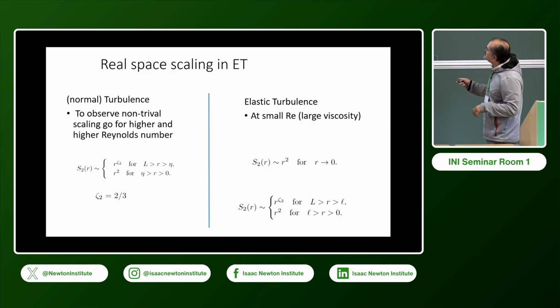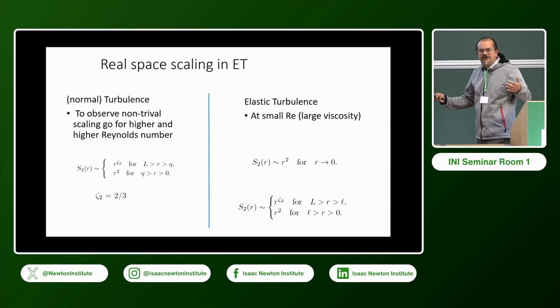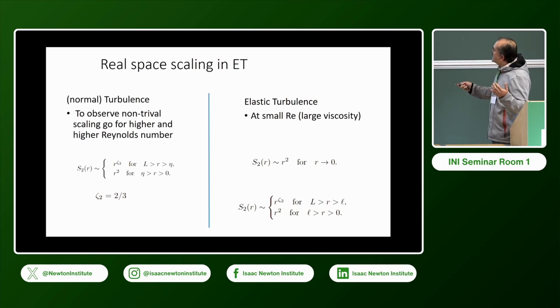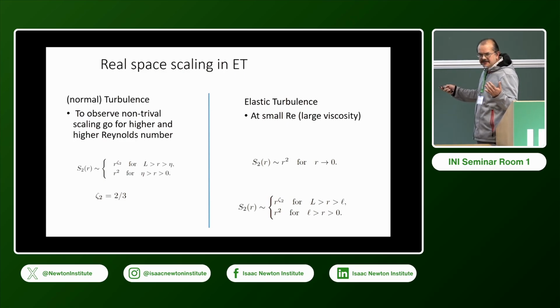Now, what does one expect in elastic turbulence? See, there is no Kolmogorov scale to play with here. We cannot tune, I mean, this whole thing is happening where viscosity is important. There is nothing to tune except only the Deborah number. Okay? So at small r, we find that the structure function goes as r squared. But if there is a different non-trivial exponent, there must be some other scale that must appear. Okay?